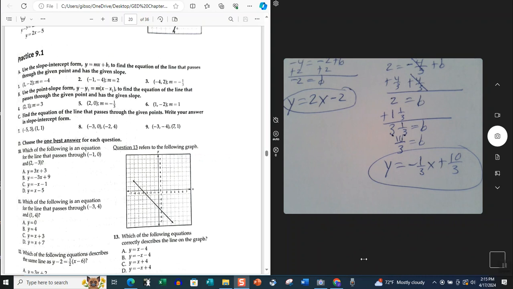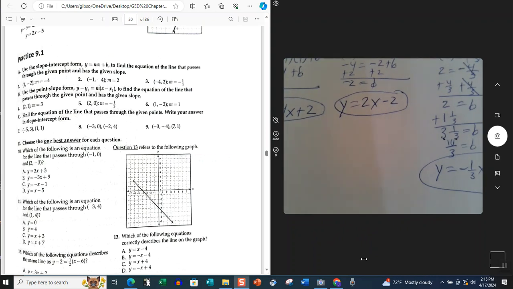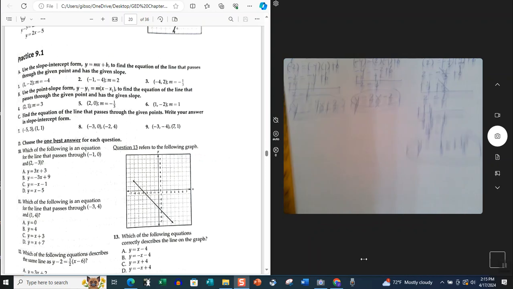Okay, now, that took care of the slope-intercept form. Now we want to look here at point-slope form. And they just want us to do point-slope form. They did not ask us to do slope-intercept form after that. So what I'm going to do is I want to be able to have a little bit more space here.